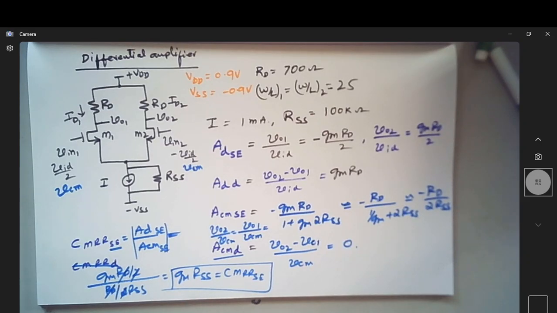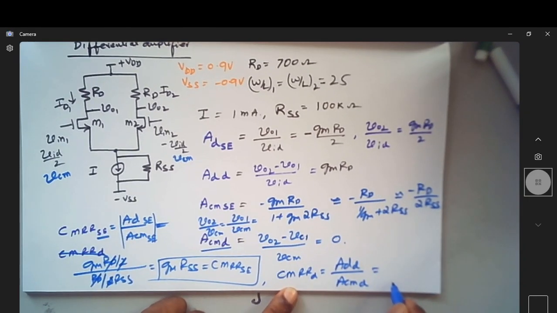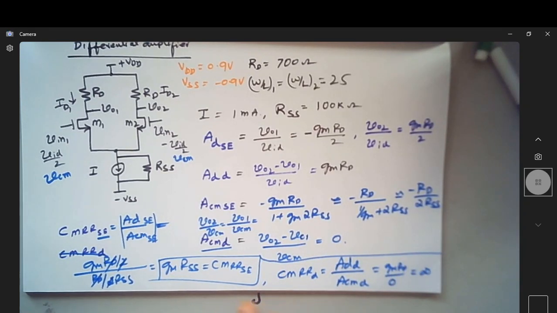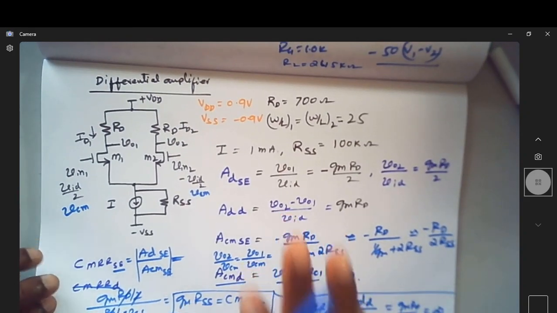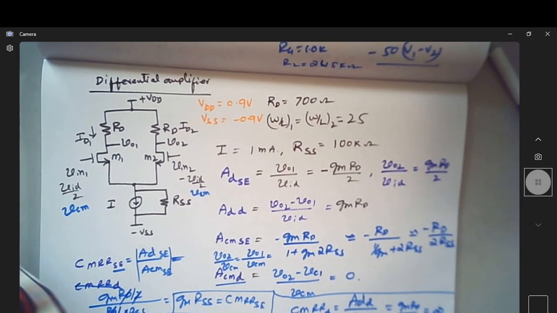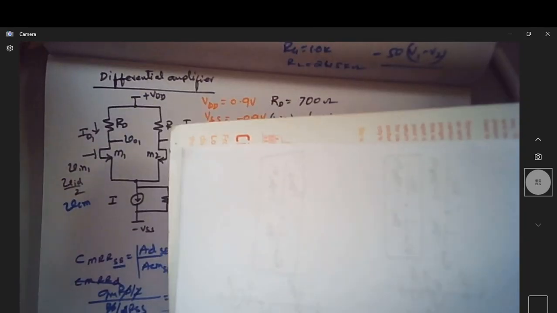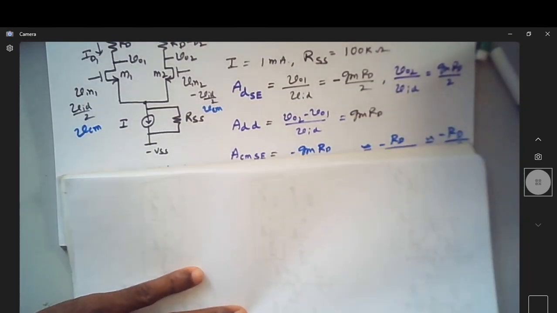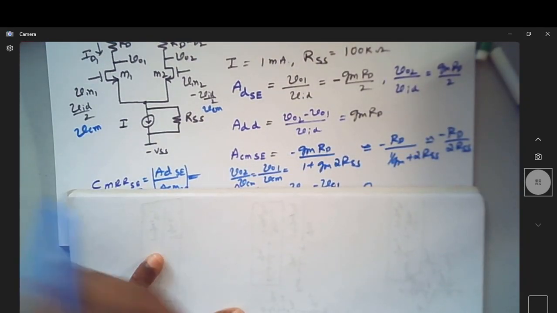And of course CMRR differential is nothing but ADD by ACMD. Since ACMD is 0 and this is GM into RD, this is actually infinite. These are the expressions for different gains at different points. So let us try to obtain the values of these.